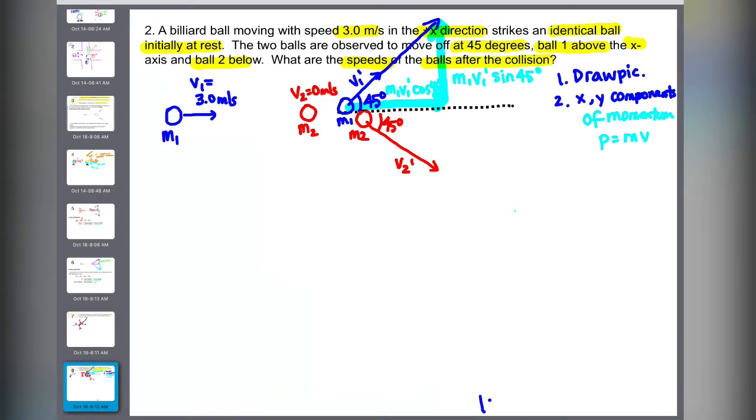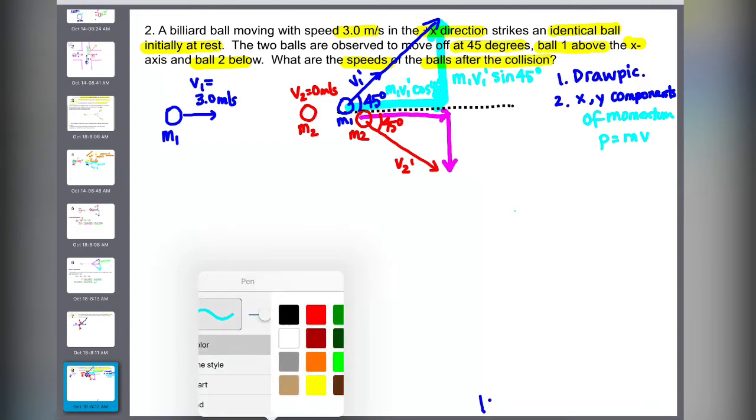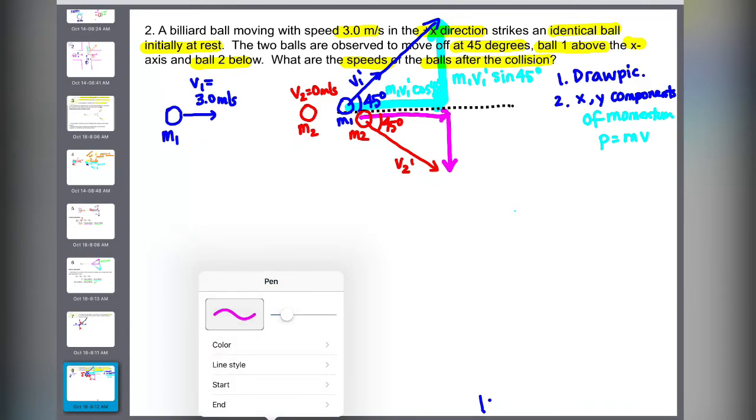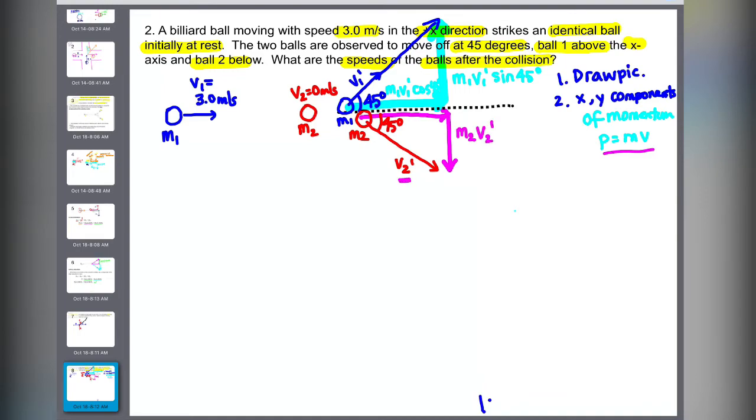Then do the same thing for the x and the y component for the bottom one. So the x and the y component. I'm still dealing with mass times velocity, right? So mass is m2. Velocity is v2 prime. Just looking at that, this is opposite to the 45, so it's sine of 45 degrees. And then the x component for this is m2 v2 prime cosine of 45.